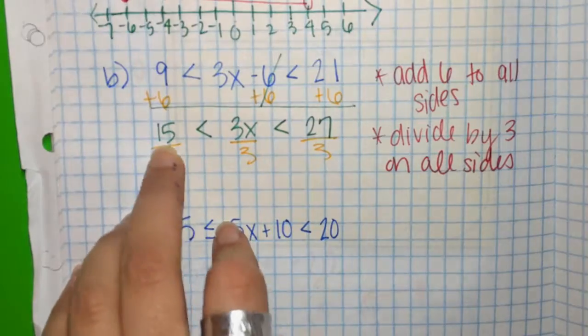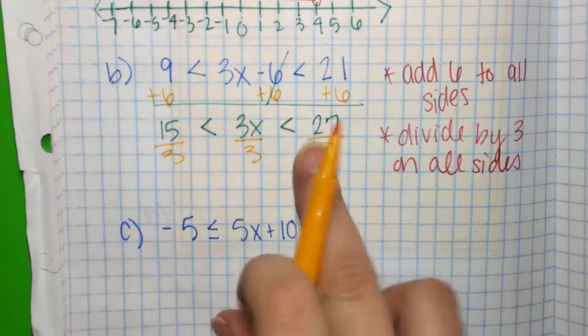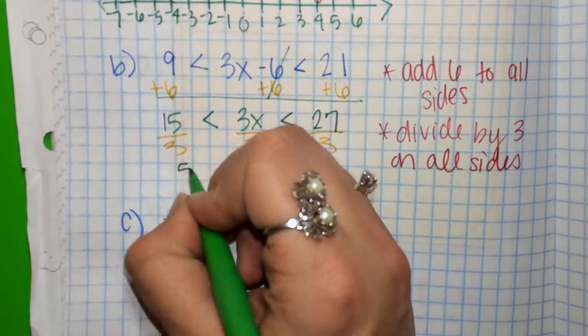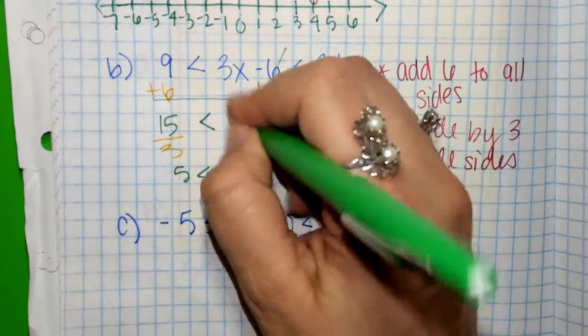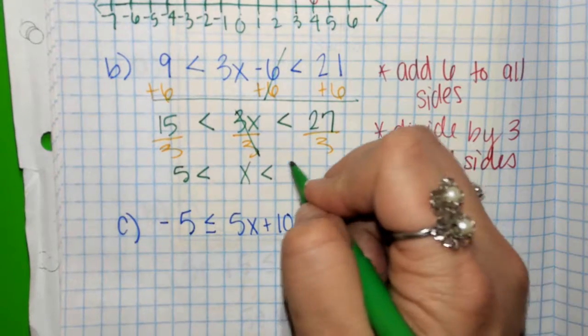Now, am I ever going to move this 15? Nope. Am I ever going to move that 21? Nope. Or 27, rather. All right, what's 15 divided by 3? 5. What happens to this 3 here? It cancels, and we're just left with x. All right, what happens here? 9.